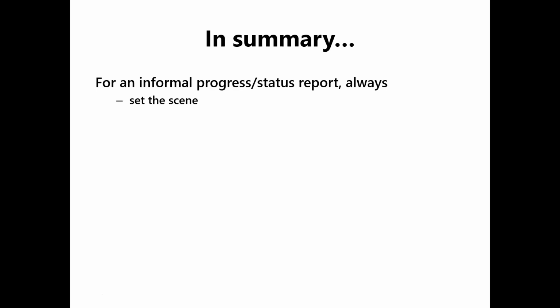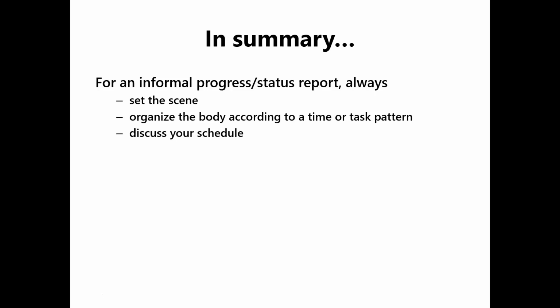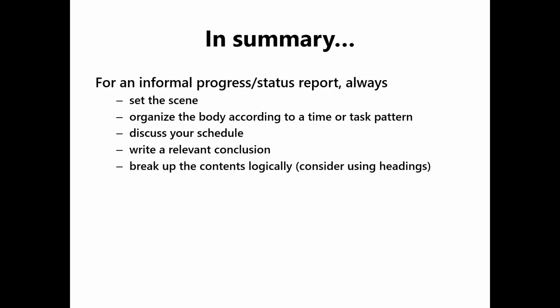To summarize and wrap things up, for an informal progress and status report, you always want to set the scene, what's going on, with a purpose statement. Organize the body of your report in a time or task pattern, letting your reader know what's going on. Discuss the schedule. Are you on schedule, behind schedule, ahead of schedule? How is it working? Write a relevant conclusion that wraps things up and lets your reader know in summary what happened, and then break up the contents logically.